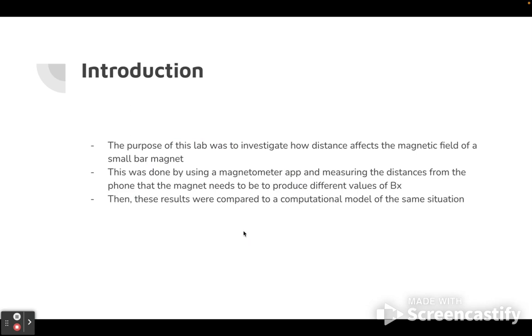Introduction. The purpose of this lab is to investigate how distance affects the magnetic field of a small bar magnet. This is done using a magnetometer app and measuring the distances from the phone that the magnet needs to be to produce different values of Bx. Then these results were compared to a computational model of the same situation.